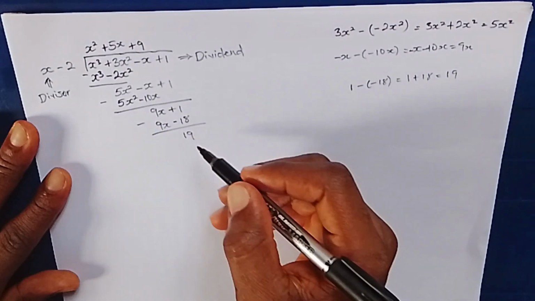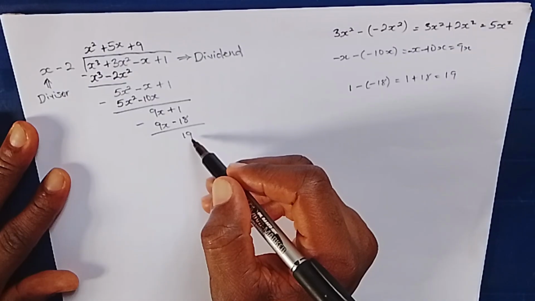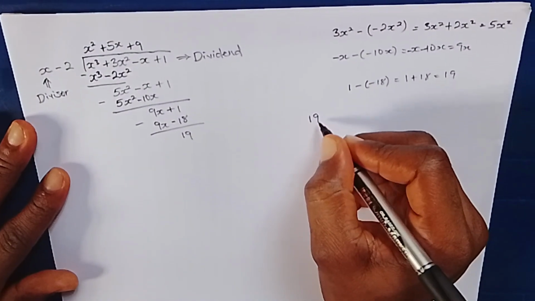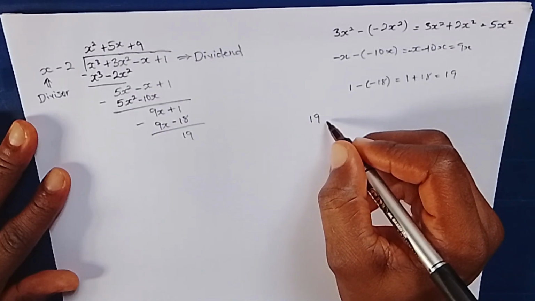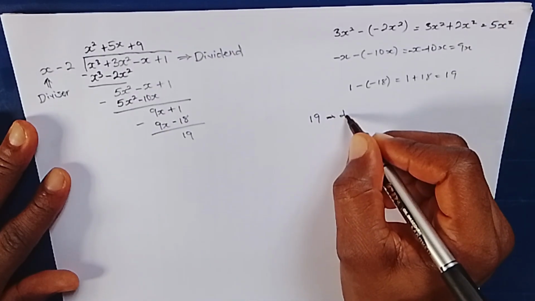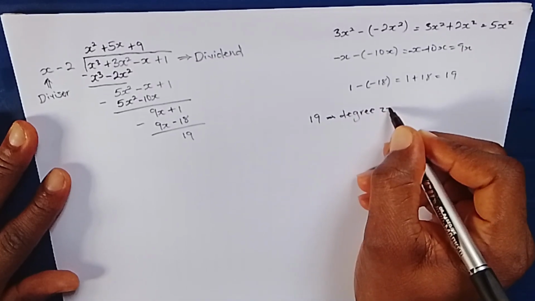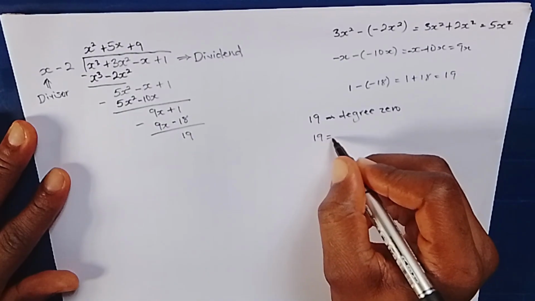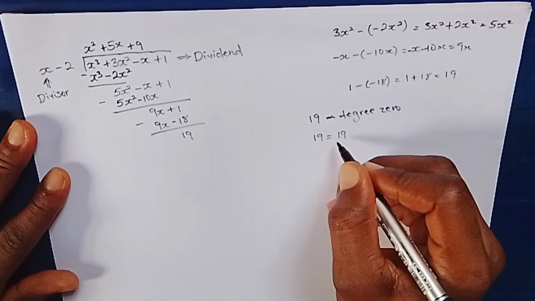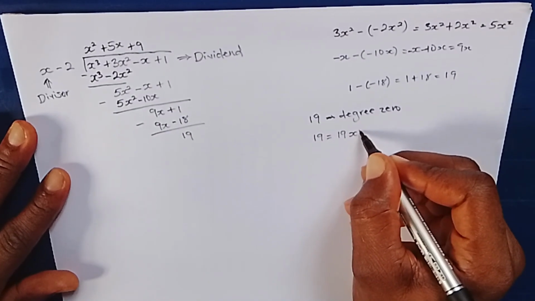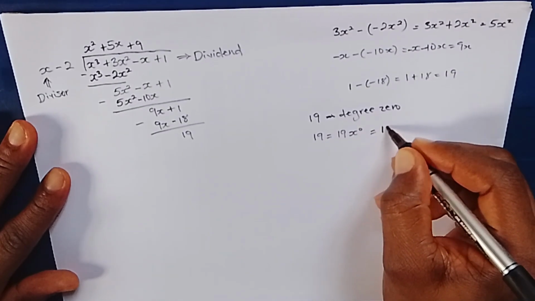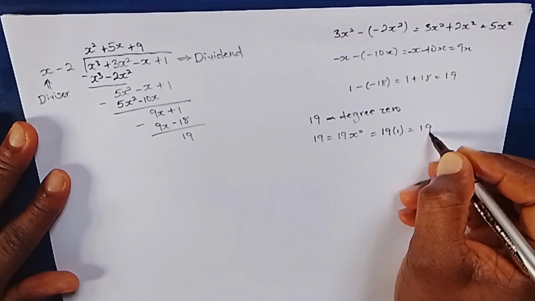Now, x can no longer divide 19. Because, now let me give you a trick. Every constant is a polynomial of degree 0. Every constant. How is that? Because 19 is the same thing as 19x raised to the power of 0. And anything raised to the power of 0 is equal to 1. So which is still equal to 19.